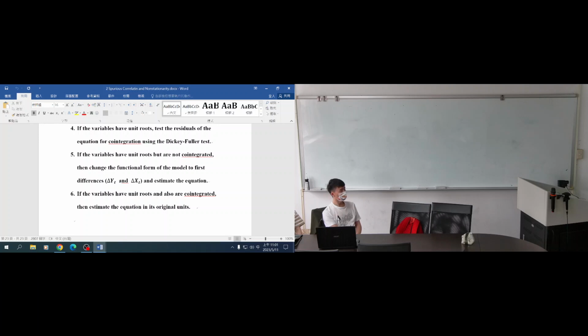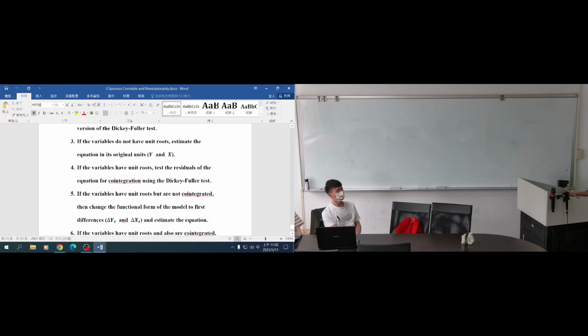If the variables have unit roots and also are co-integrated, then estimate the equation in its original units. This is really obvious. Running delta y and delta x is a very particular situation, where we have no other way. We need to run delta y and delta x. So this is the suggestion from the author of our textbook. I just made a summary here.